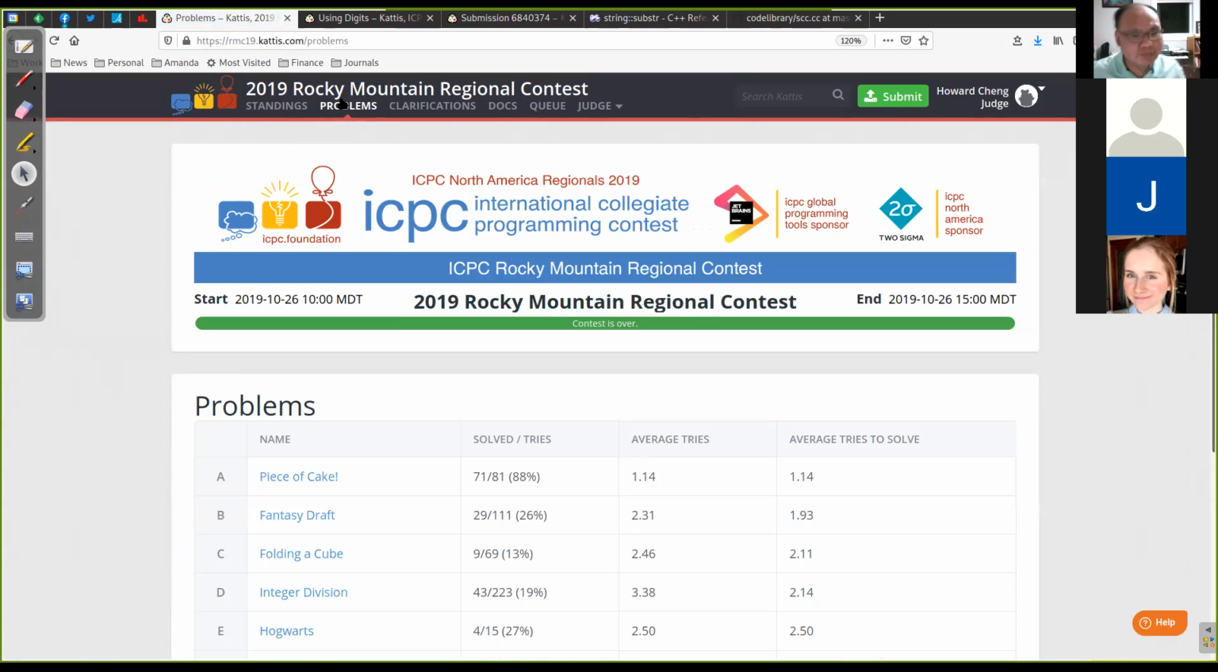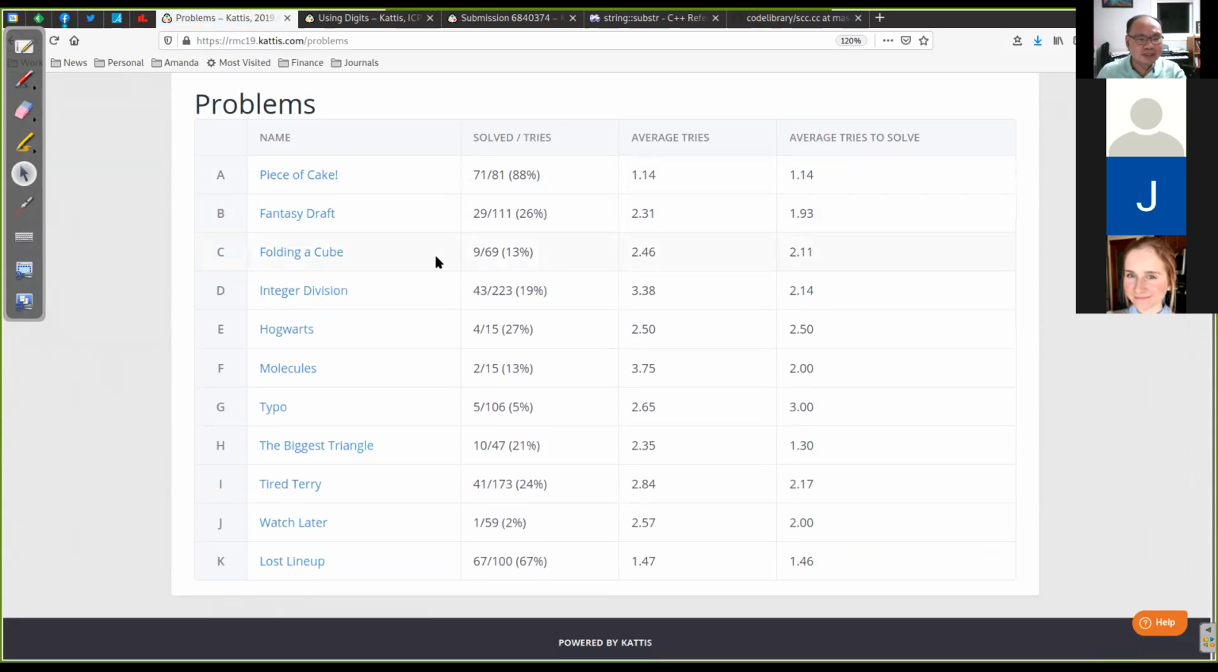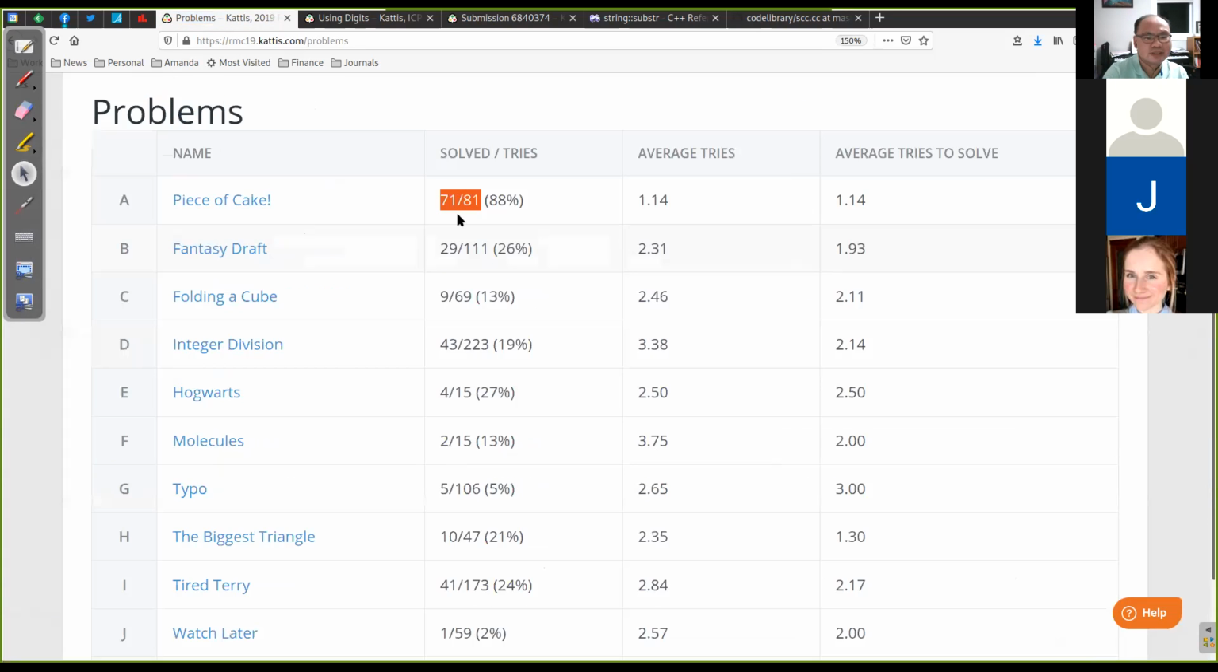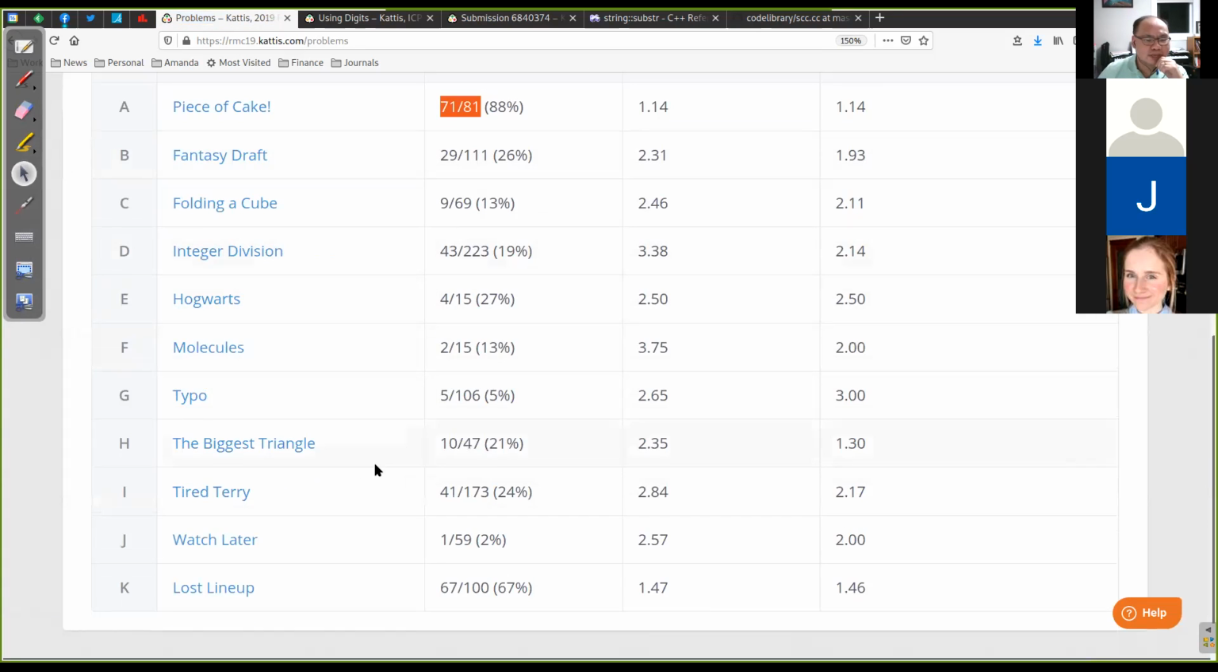So you can see from here that there are some problems that are not so difficult based on the number of teams solving it. Right, 71 teams out of 81 teams solved the first problem, and then some are a little bit harder, right? 67 teams. This is also the other easy one, and then 43 solving D and I, and then 29 solving another, and then some of these other ones have fewer people solving it.